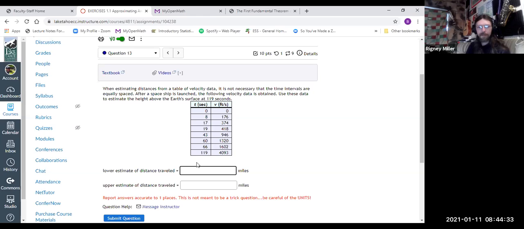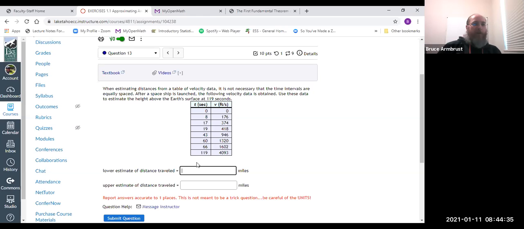Okay, cool. So a couple of things have popped up in the chat box here. Lexi just said, don't you have to multiply each of them to find the area under the curve?